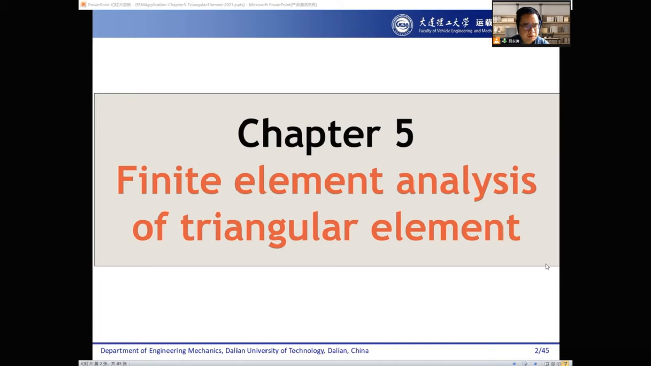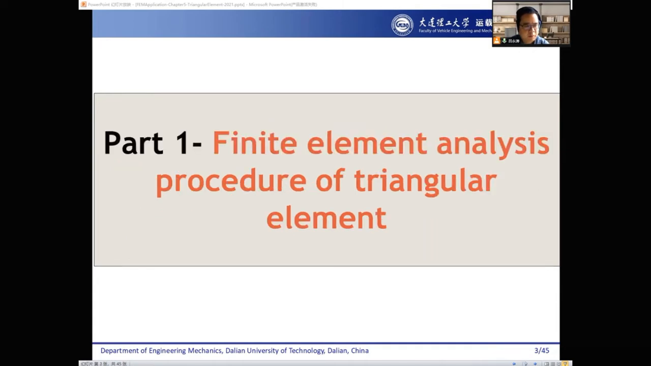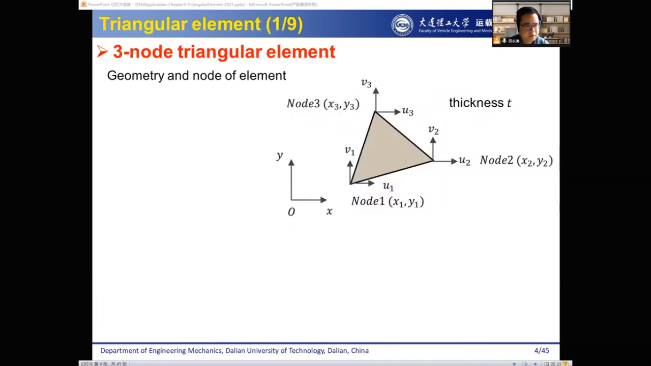So today we will show you what the FE procedure is and how we solve the triangular element using the FE method. So part 1 is the FE analysis procedure of triangular element. The approach we show here is different from the approach you learned from mechanics of materials and from other lectures, because here we're using the finite element method, not the energy method or some other methods.